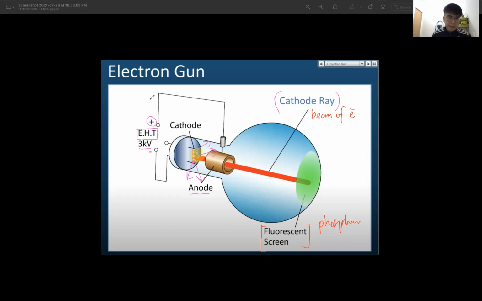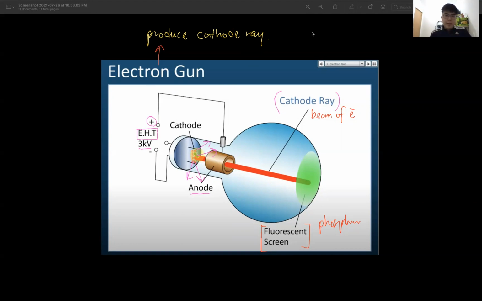So this is basically how the electron gun works. The function of the electron gun is just to produce the cathode ray. That is the whole function of the electron gun. The screen, the glowing part, is another section. So the main function of the electron gun is to produce the cathode ray by using thermionic emission. Let's go to the next one.